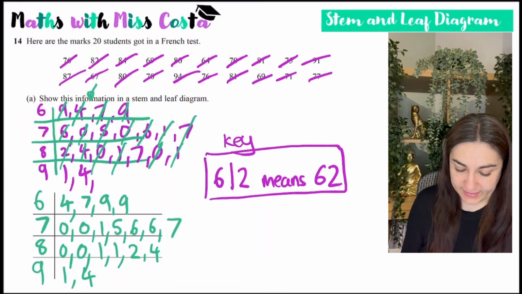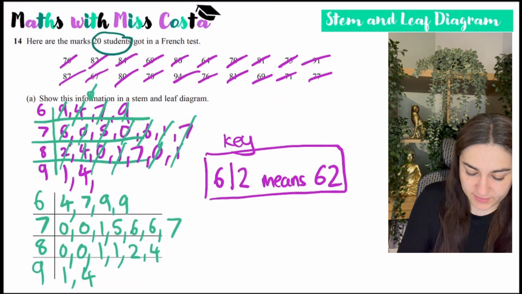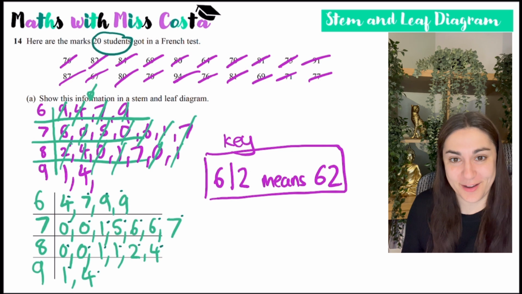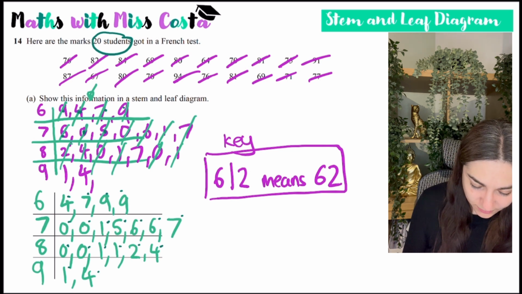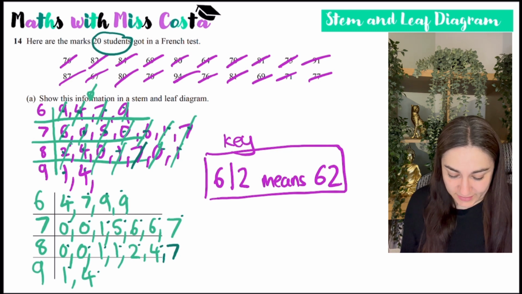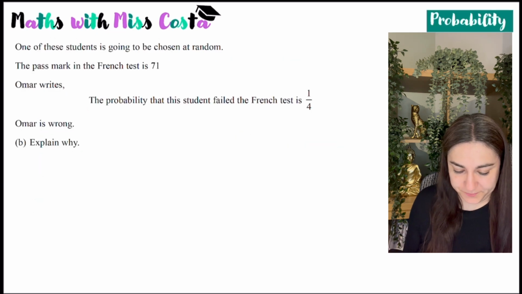Now to double check, it says that I've got 20 students. So let's just count my numbers. 1, 2, 3, 4, 5, 6, 7, 8, 9, 10, 11, 12, 13, 14, 15, 16, 17, 18, 19. Oh, what? So I've missed out a number. So 1, 2, 3, up to 20. Okay, so what have I missed out? Oh, I think I've missed out the 7. There we go. See, I could have been that person that lost the mark. So it's always good to double check.